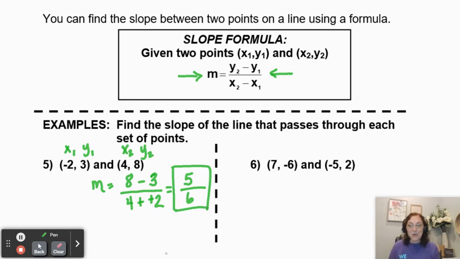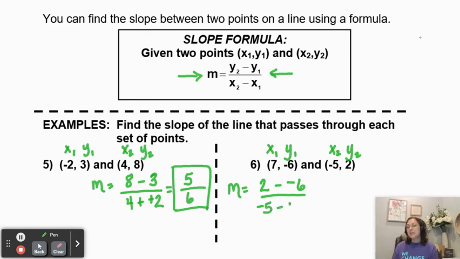Okay, let's do one more like that just so you've got 2 good examples here. When we look at a set of points, we know that the 7 here is the first x and the -6 is the first y. The -5 is the second x and the 2 is the second y. So let's put those in our formula. We're going to do the second y, which is the 2, minus the first y, which is the -6. Remember, we do have to do minus negative, okay? Then on the bottom, I've got my second x, which is -5, minus my first x, which is 7.